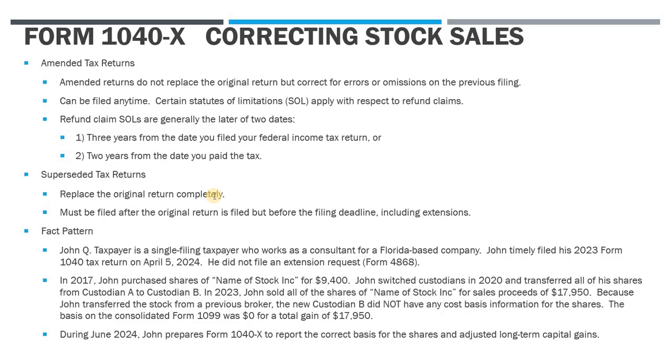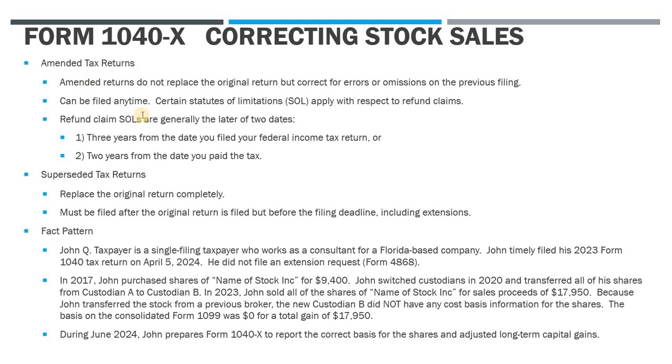And then we've also got one slide here covering some background on these amended returns, and then more details on the fact pattern. So when you have to make changes to your 1040, we're talking about either filing an amended return or a superseded return. Amended tax returns don't replace the original filing, but they will correct for an error or an omission on the previous return. So the original return still stands in the system.